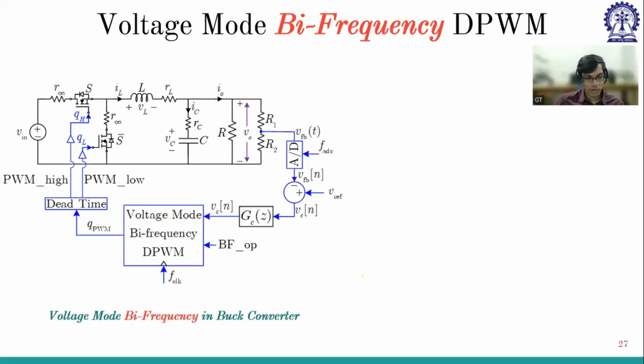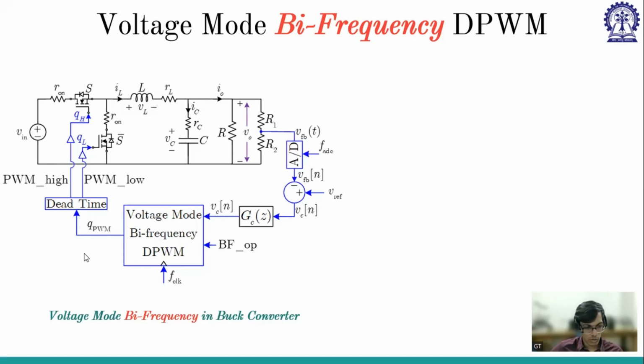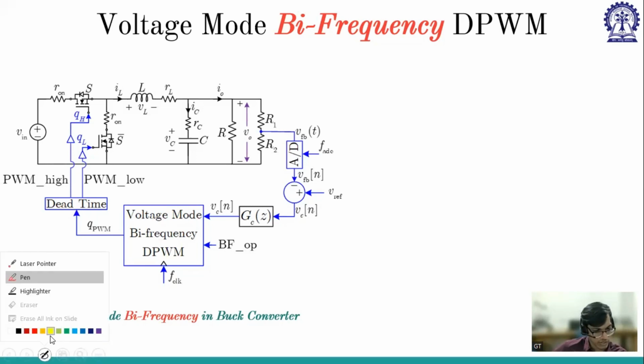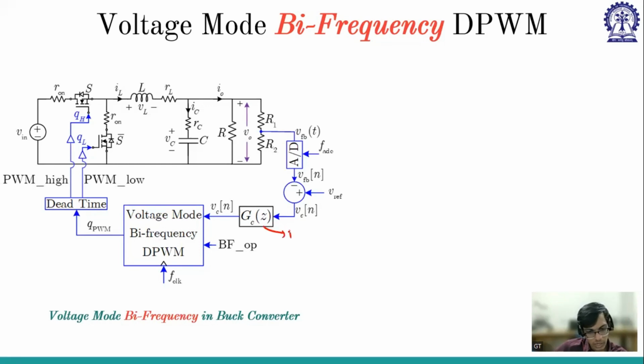So bi-frequency DPWM is again like the voltage mode control, except that in voltage mode control the counter has a single frequency, and here it has two frequencies. Until this point, it is the same as the voltage mode control PID controller. Now it has a bi-frequency option, whether you want bi-frequency or not. According to 1 or 0, if it is 1, it will operate in bi-frequency with two frequencies, FSW1 and FSW2. If it is 0, it will only operate at the switching frequency FSW. And this is the control voltage VC[n]. And it has a counter-based DPWM.